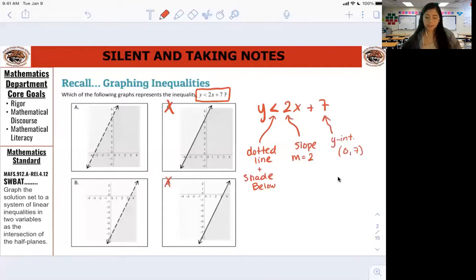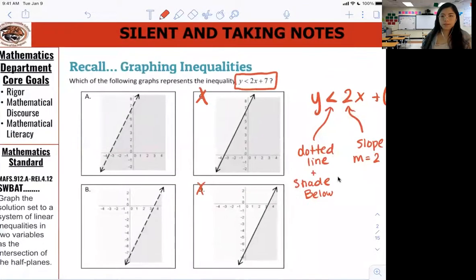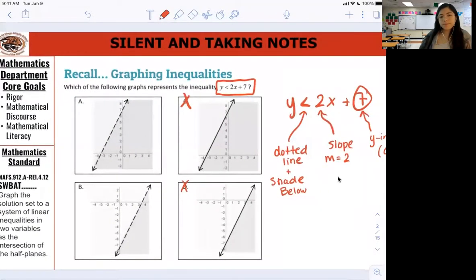In fact, we can get our answer just by looking at the y-intercept, because one of them is crossing at the 7 and the other one is not. Which one is out? B. B is out. B is crossing down here at what looks like -7, maybe 7.5 even. So this is not even close. This is in the negatives. But A is crossing the y-axis at the correct spot. This is at 0, +7. And just like we needed it to, it has a dotted line and it's shading below.